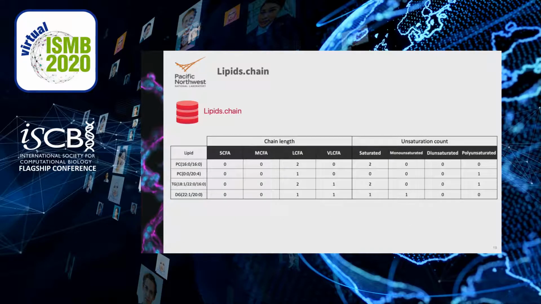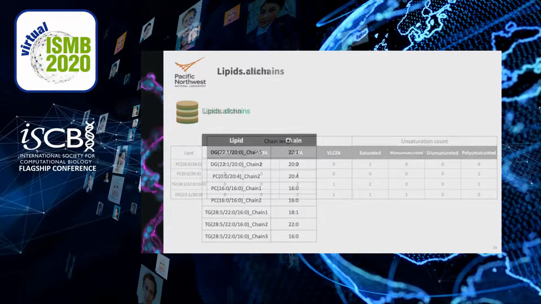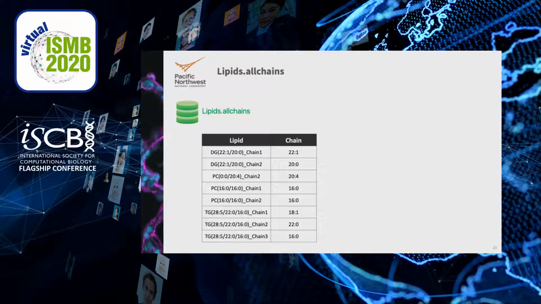Then there is the lipid chain table that contains the details about the chain length and the number of unsaturations. It bins the lipids into different classes: small chain, medium chain, or very long chain fatty acids. And it also does that for the number of unsaturations: saturated, monounsaturated, polyunsaturated. And finally, the lipid all chain table contains the list of all the fatty acids that are associated with the lipid names.